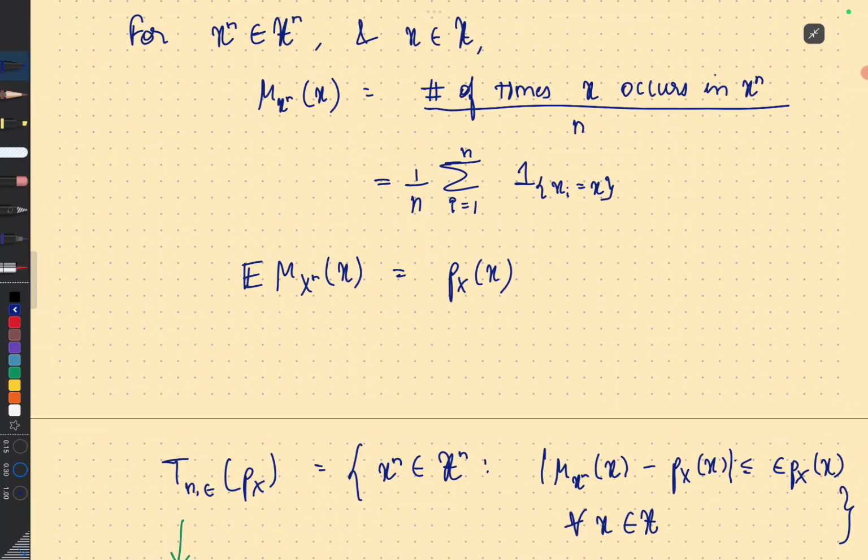Union bound. Okay, can you elaborate on that? What would be the approach? The probability of X^n not being there is equal to the summation of probabilities of individual X_i's not being there. The earlier T was just for one symbol.